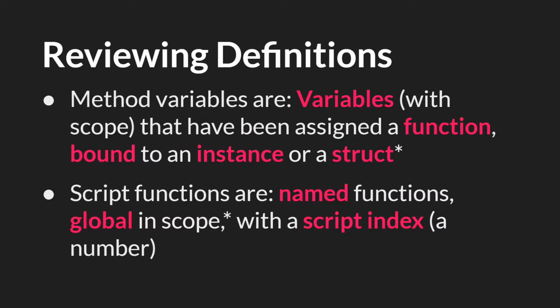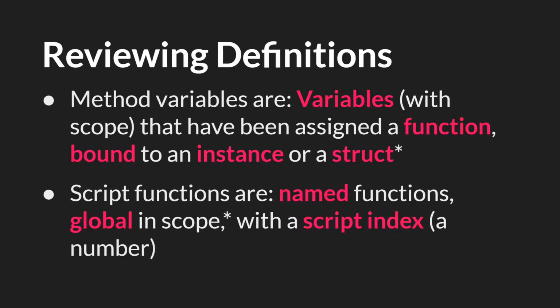So method variables are variables that have been assigned a function and bound to an instance or a struct. The variables themselves have normal scope, whatever that variable scope would be, and then the functions have their own binding. And it's important to remember that what the function is bound to and the scope of the variable are not the same thing. Script functions are named functions that are global in scope with a script index. So they're a number, not a data type, or their data type is number, not a function.